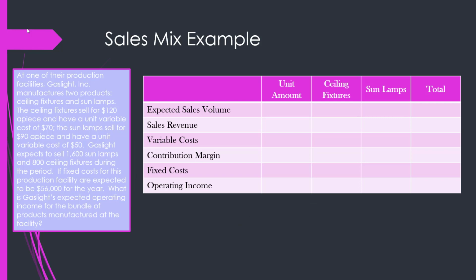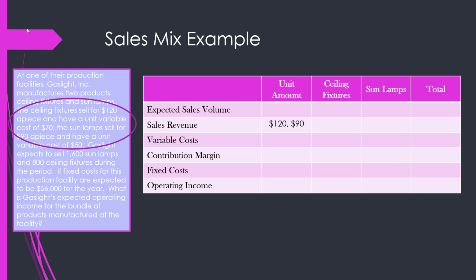Well, we can do this in a chart like we've seen before. And our first step is to figure out our unit amounts. What is our unit amount for sales revenue? Well, we have 2 different products. The unit amount for sales revenue for our ceiling fixtures is $120, and the unit amount for our sun lamps in terms of sales is $90. We're going to sell them for $90 a piece.